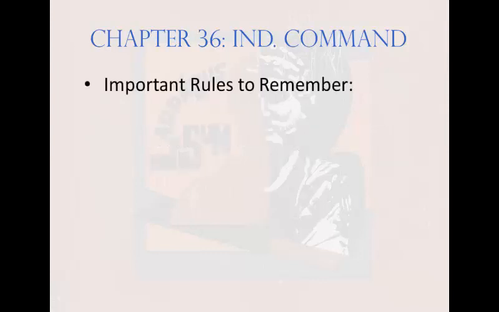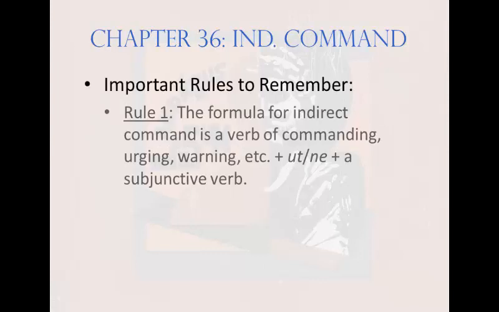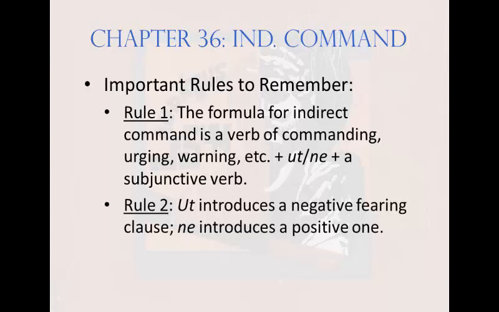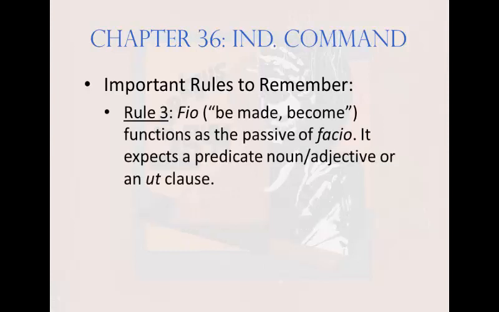There are 3 important rules to remember in this chapter. Rule 1. The formula for indirect command is a verb of commanding, urging, warning, or the like, plus ut or ne, plus a subjunctive verb. Rule 2. Ut introduces a negative fearing clause. Ne introduces a positive one. Rule 3. Fio, meaning be made or become, functions as the passive of facio. It expects a predicate noun or adjective or an ut clause.